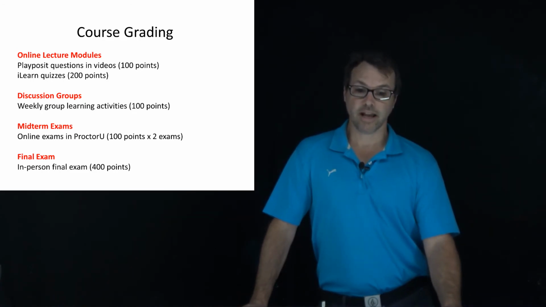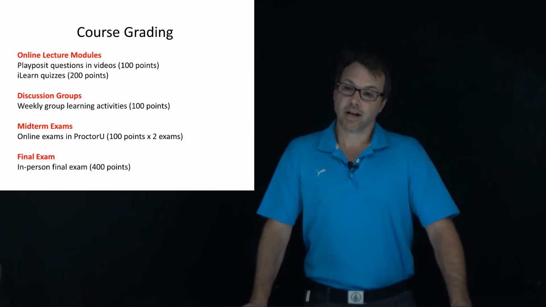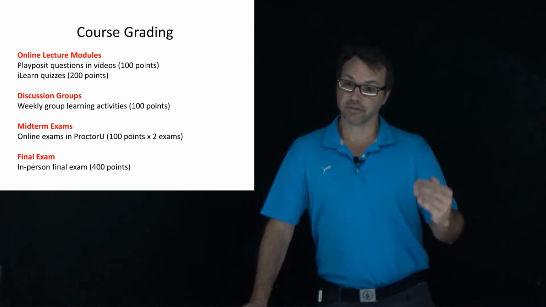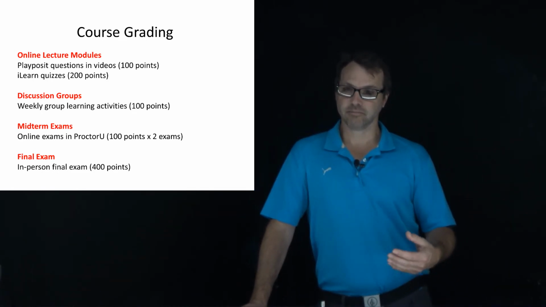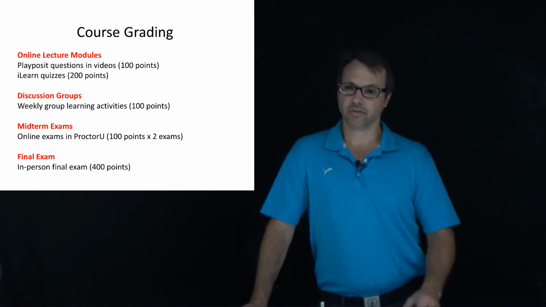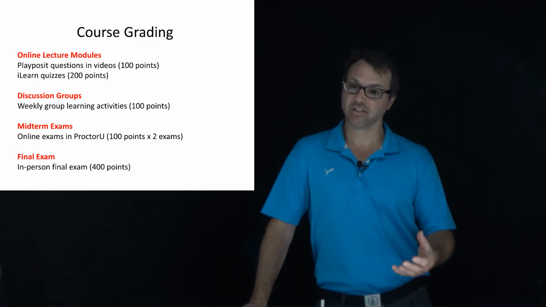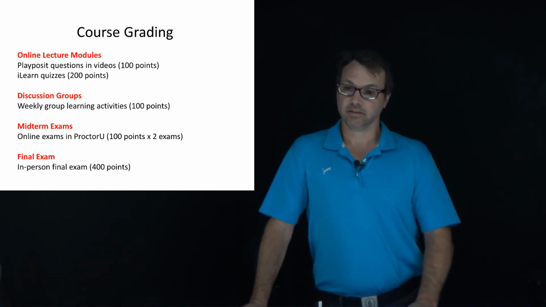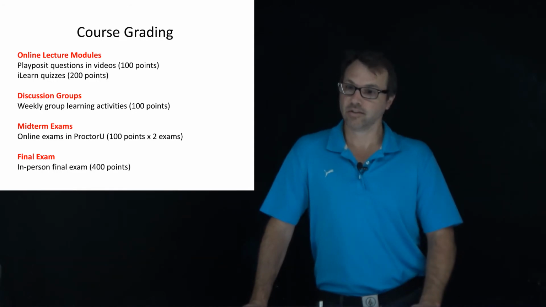So these add up to 1,000 points, and if you look in the syllabus, you can see how many points you need to earn to get different letter grade assignments. So generally, it's a 10-point scale. So if you get 90% or 900 points or higher, you'll get an A- or A. And 800 points or higher would be the B letter grades and so forth.